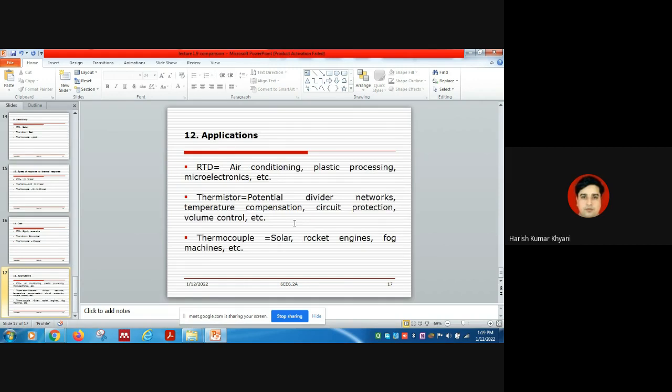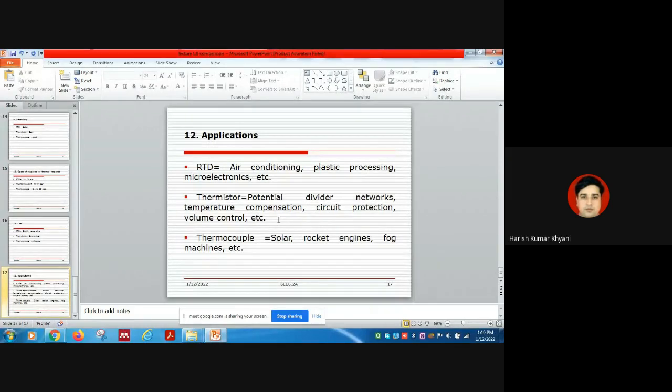The RTD is used for air conditioning, plastic processing and microelectronics applications, whereas thermistors are mainly used for temperature compensation. As we know, most thermistors have negative temperature coefficients, so they are mainly used in networks for circuit protection, their control and temperature compensation, right?